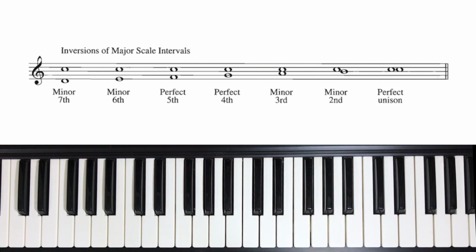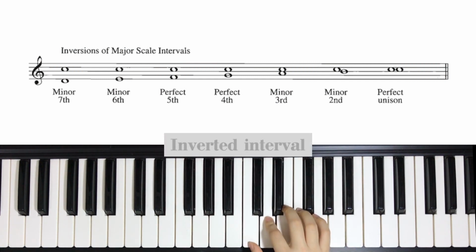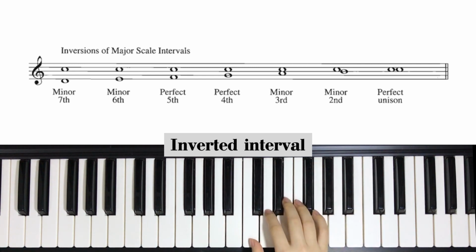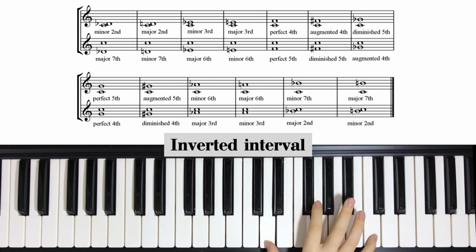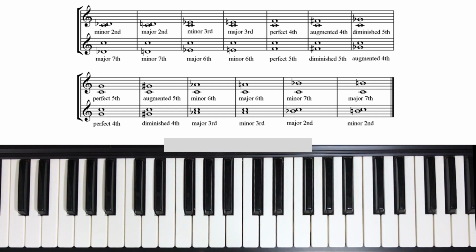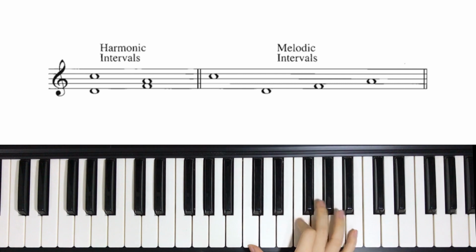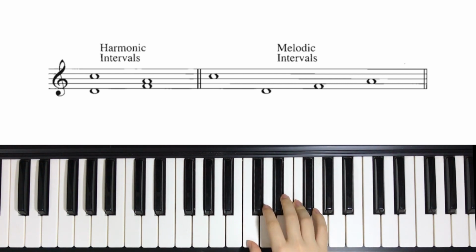When the order of the notes is changed in an interval, that is when the interval is inverted. For instance, an inverted major second is equal to a minor seventh, so inverted major is minor. Inverted minor is major, and inverted perfect is still perfect. If the notes are played at the same time, it's called a harmonic interval. On the other hand, if the notes are played independently, it's called a melodic interval.